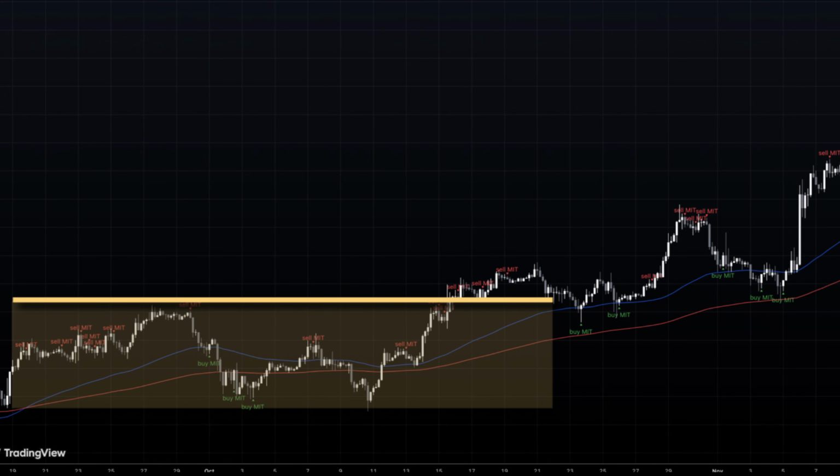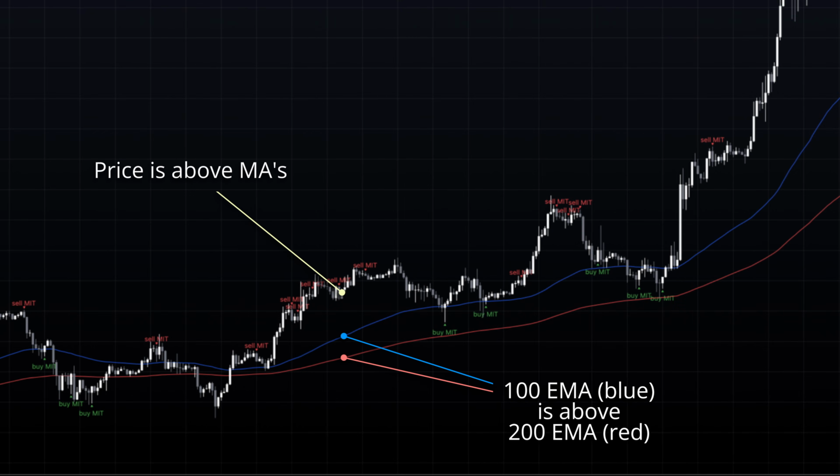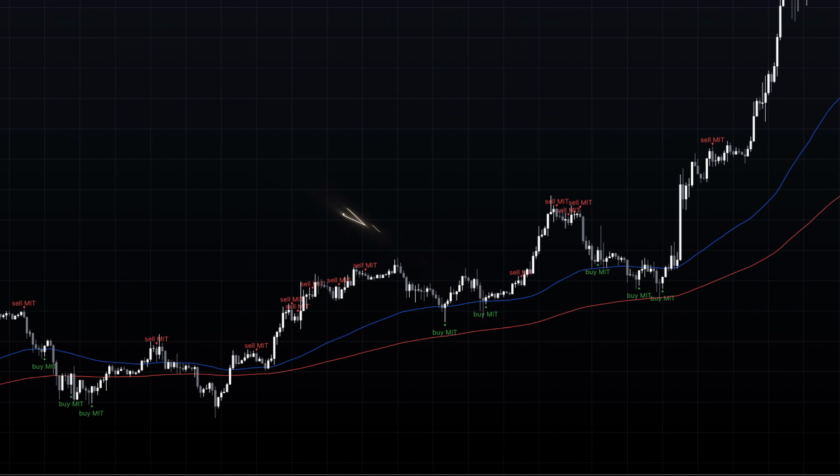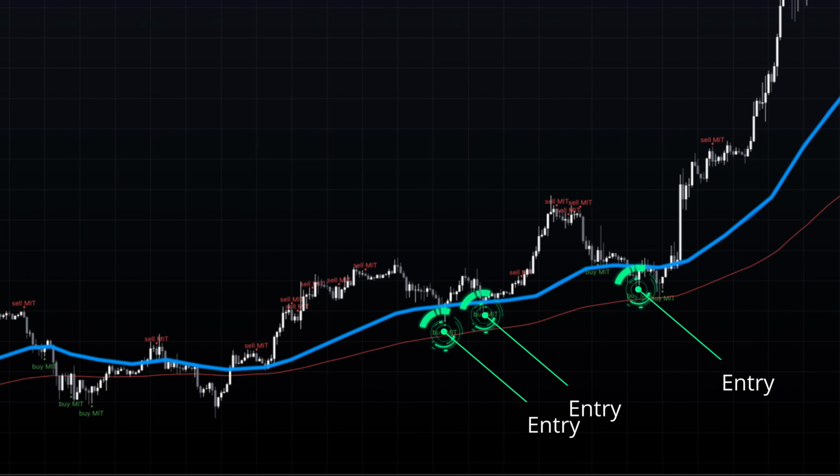Start looking to enter long when the price is above both moving averages and the blue line is above the red. Wait for a pullback. During a pullback, price must cross below the 100 EMA, blue, and get rejected but not cross the 200 EMA, red line. Enter when the engulfing candle indicator gives a buy signal.